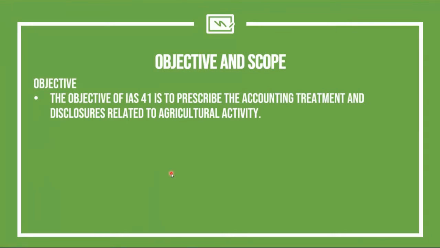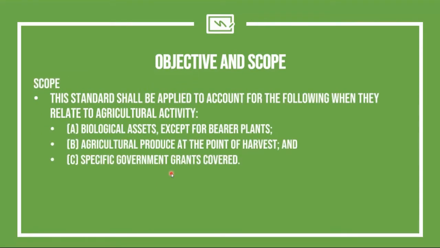So from the title of the standard itself, which is agriculture, the objective of IAS 41 is to prescribe the accounting treatment and the disclosures required in relation to the agricultural activity of a certain entity, or those entities that will be using IAS 41 later on. So when you talk about agriculture or agricultural activity, the items that are related to it, as provided in the scope of the standard, are as follows.